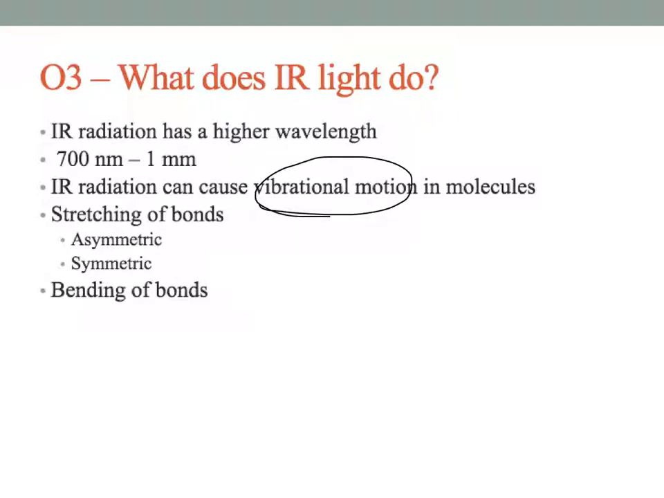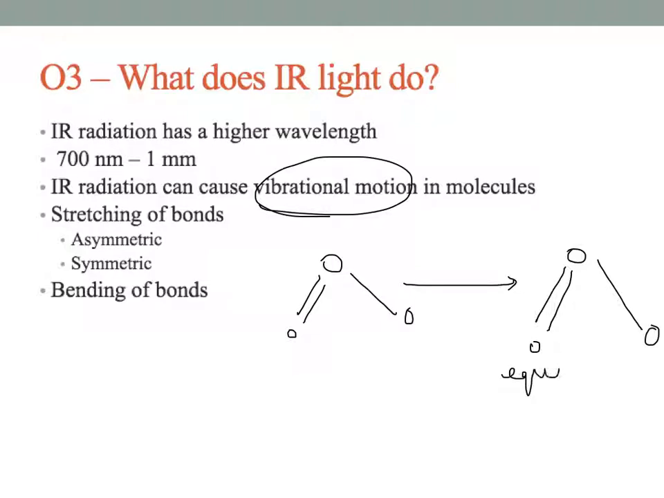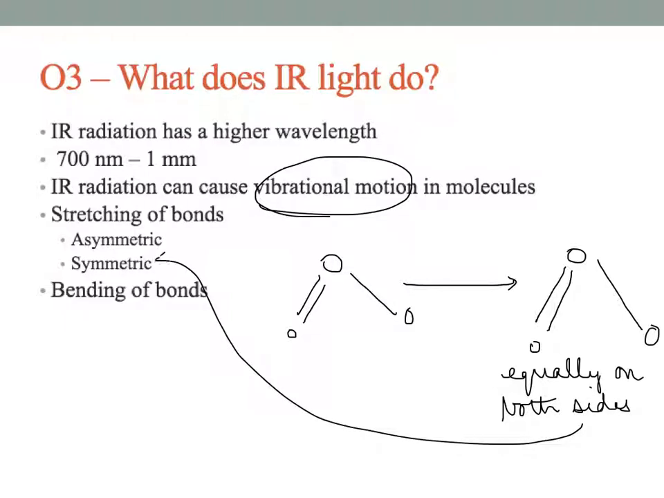That is basically that the bonds are usually a certain length, and when the IR radiation strikes, they can lengthen equally on both sides, which is the symmetric stretching. Or they could lengthen one side a little bit longer, one side a little bit shorter. This is your asymmetric stretching. So instead of bonds actually breaking, they just increase or decrease in length.